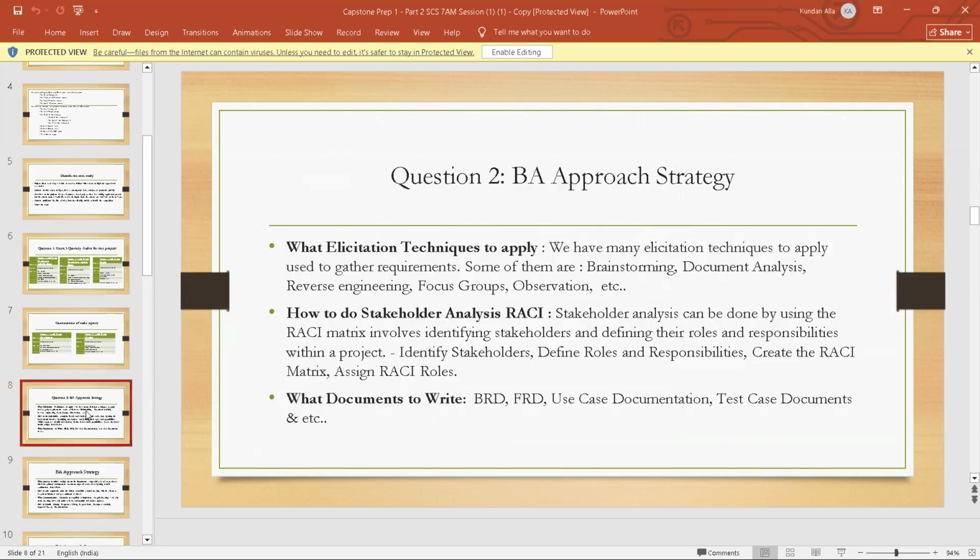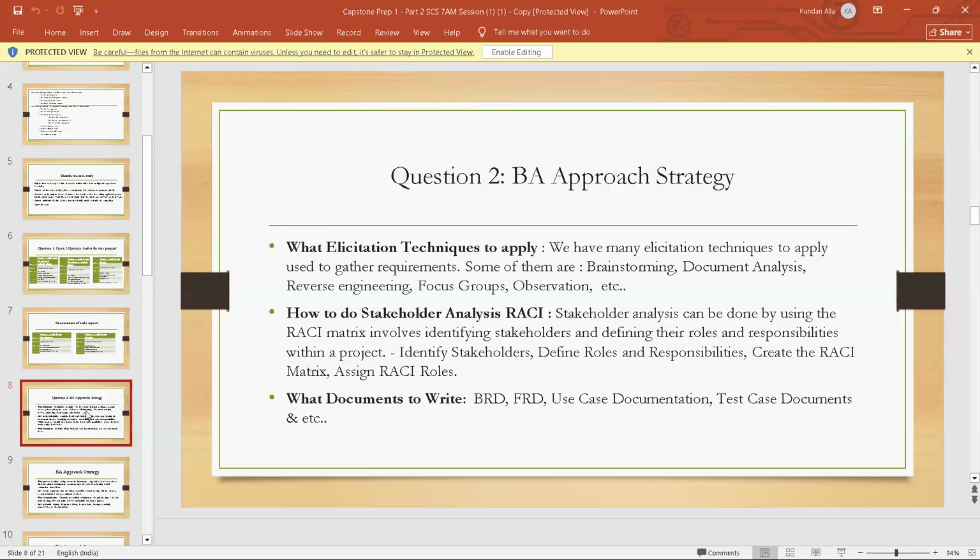After that, the second question is about the BA approach strategy. Here you need to write what your strategy is to complete your project, starting from gathering the requirements till client sign off for the project. So, what is your strategy to run the project?